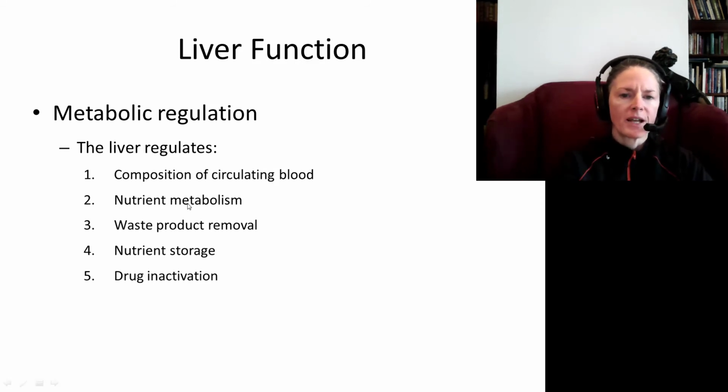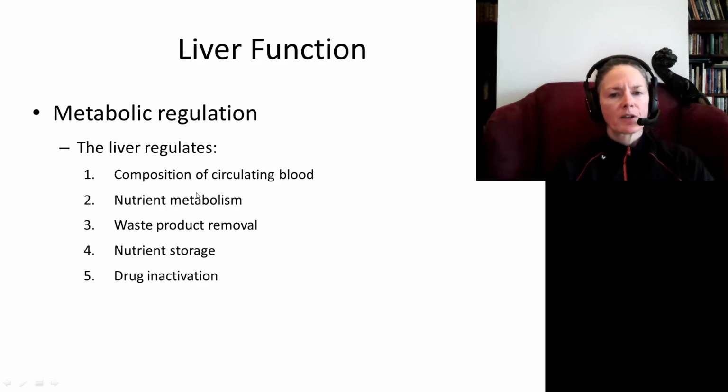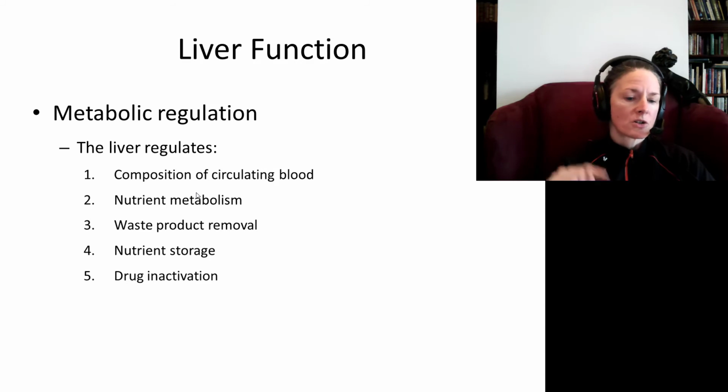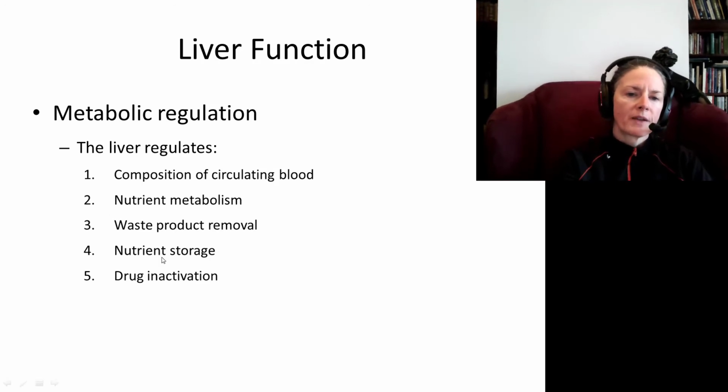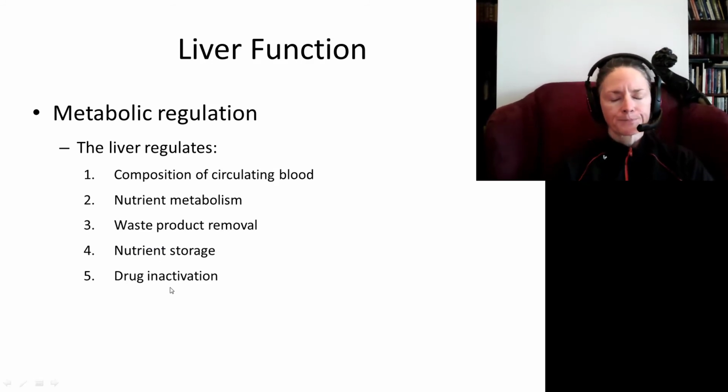We're also going to have some metabolism of nutrients, so we can build, for example, glycogen out of glucose molecules. We can also make cholesterol, an important lipid that, as we know, is going to be important for our cell membrane structure, as well as for the production of bile, for example. We're going to have some waste product removal. As we said before, nutrient storage. Anything that we have excess of, we'll usually put in storage. And we'll also have drug inactivation in the liver.